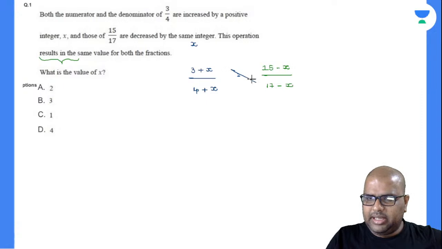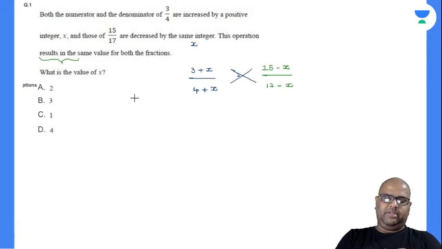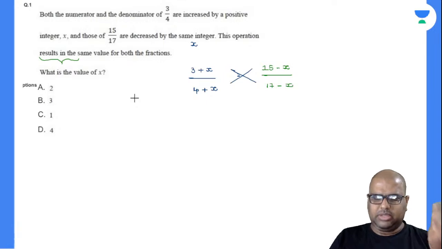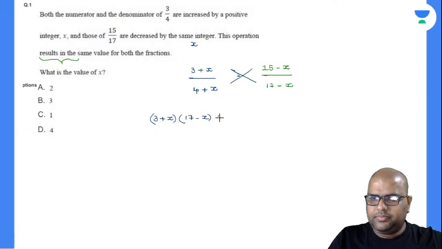Crisscross it and find out the x value, or otherwise you can substitute your options and find out the value there. Substituting the options, you might take one minute for each, so it takes a little bit of time. So crisscross it and find out. So see here, I'll write down this: 3 plus x into 17 minus x is equal to 4 plus x into 15 minus x.